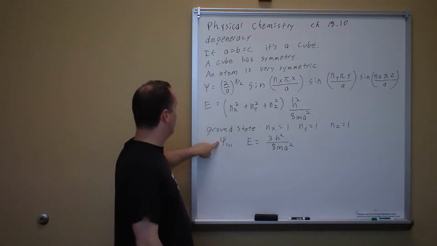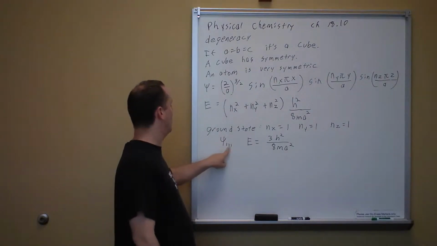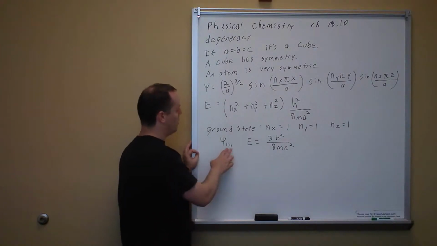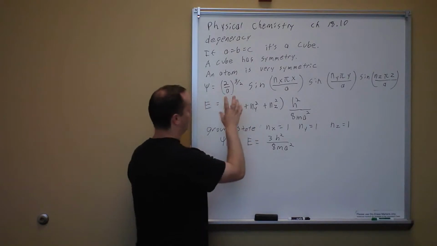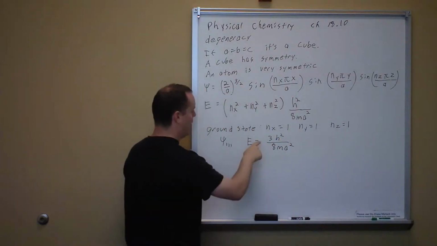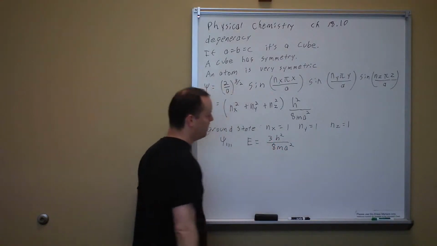We write that like this, psi of 1, 1, 1, where x equals 1, y equals 1, z equals 1. We're going to be using this because on the next slide I'm going to explain higher energy states. So for the particle in the 3D box, at the ground state, the energy is equal to 3h squared over 8ma squared.